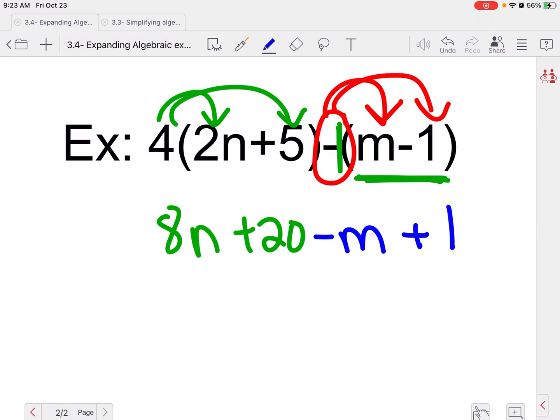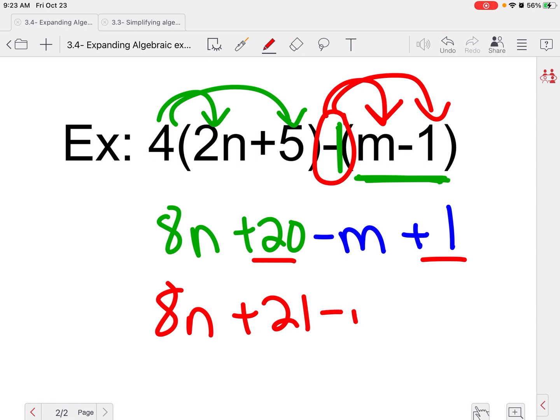Okay, and that really throws some people. But whenever we have a negative outside, all we have to do is change the sign. So it became a negative n and a positive 1. Now we can combine like terms if possible. So I have an 8n, there's no buddies with him. There is a 20 and a 1, so I can combine those to be plus 21. And then the minus m comes along for the ride.